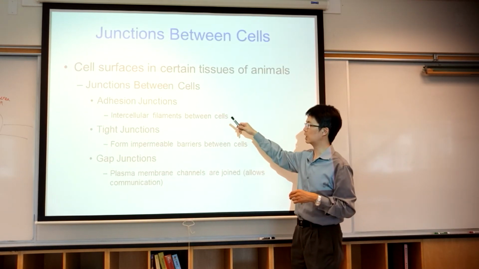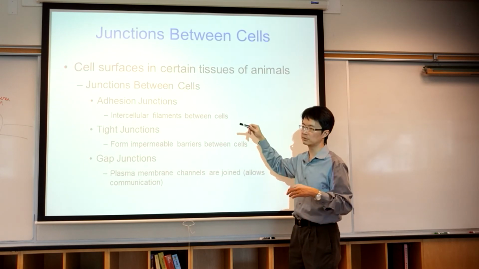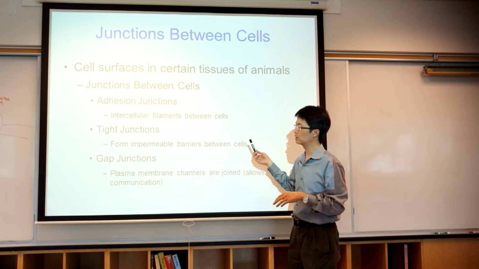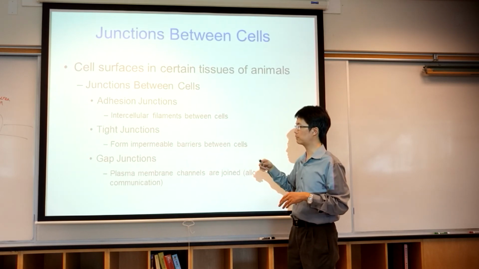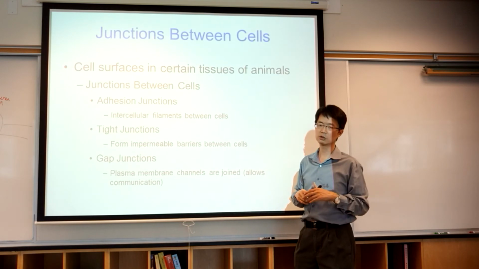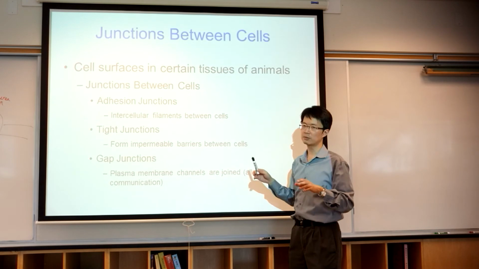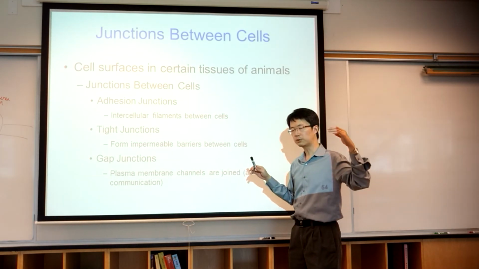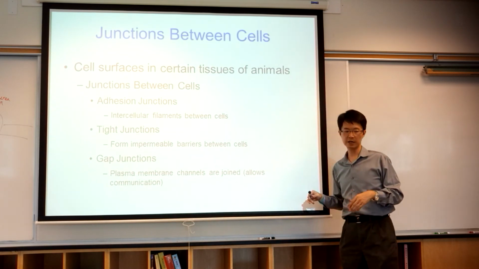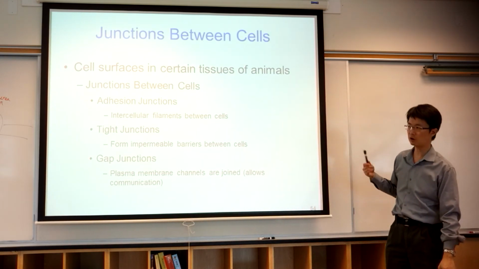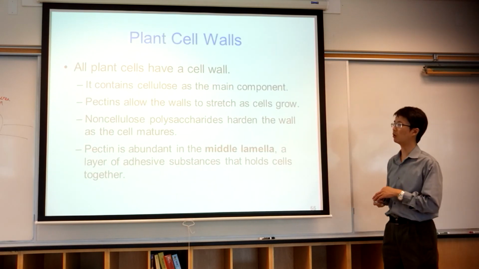You have adhesion junction, which uses intracellular filaments to connect cell to cell. Tight junction, we'll talk more about it. It is an impermeable barrier. You will find tight junctions in your small intestine. Gap junction, the cell membranes are joined so that the cytoplasm is continuous. It allows direct communication so that they will all do the same thing. It is faster.